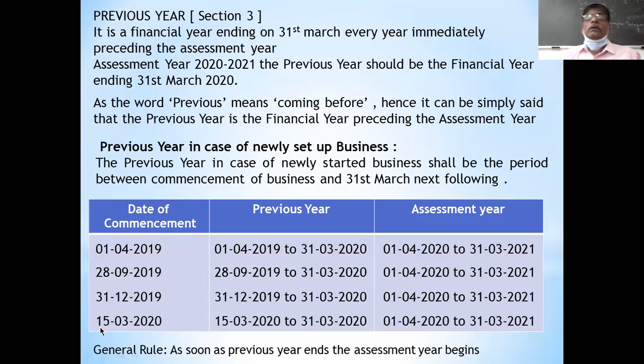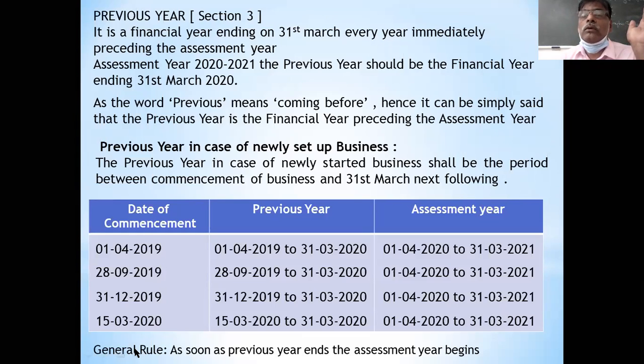Okay. So the general rule regarding the assessment year and previous year is that whenever the previous year ends, the assessment year starts. The previous year ends on 31st March and the assessment year starts on 1st April, the next day after the previous year ends. This is the general rule. First the previous year ends, then the assessment year starts.